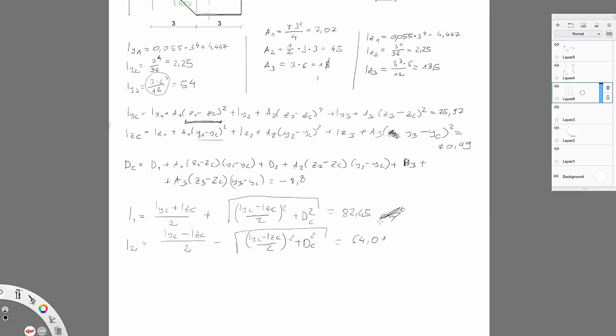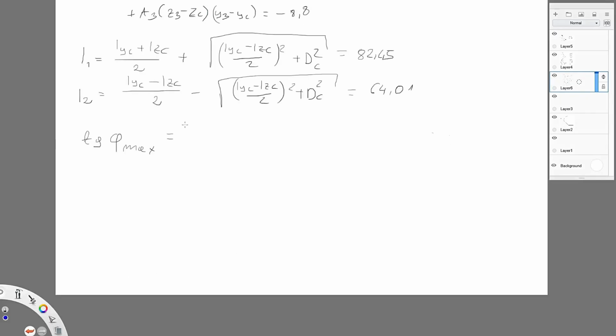We already have the main central moments of inertia, but to draw them, I need to know how they are rotated with respect to the central axes. Of course, we could choose freely. But let's agree to calculate the tangent of the maximum phi. And it equals d over Isc minus I1. We substitute it. We get 0.736. Of course, this is the tangent value of that angle. So when we convert it to an angle, we have that φmax equals arcus tangent of this value. We get approximately 36.36 degrees.